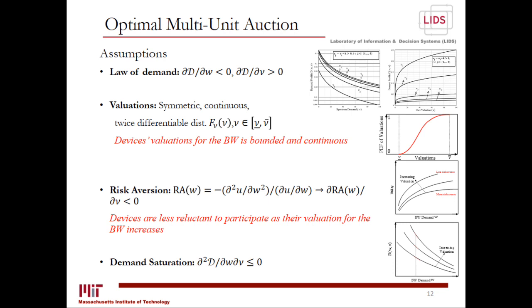You are saying that the price increases because the competition increases. But the valuation of the devices for the bandwidth decreases when there is more competition. So the valuation drops, the demand falls back. What's the x-axis there? This axis is the spectrum demand. This axis is the unit price for that demand.